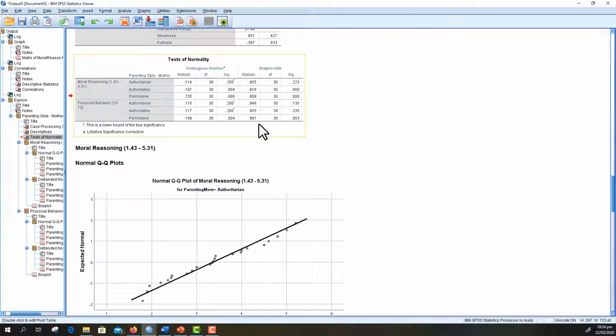The final assumption pertaining to the homogeneity of variances and covariances can be tested when we run MANOVA. So let me first show you the process of running MANOVA before we go into the last assumption.